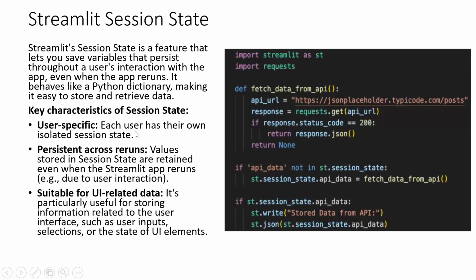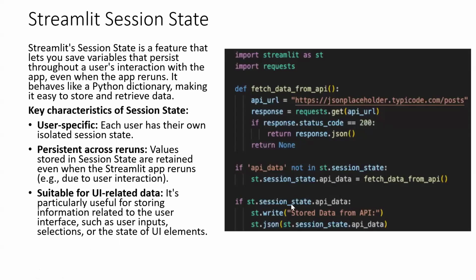Key characteristics: first of all, it is user specific. Whatever data is specific to a user, or to a particular session of the user, we usually store in the session state. Second, it is persistent across reruns: values stored in the session state are retained even when the Streamlit application reruns. And the third is that it is suitable for UI-related data. It's particularly useful for storing information related to the user interface, such as user inputs, selections, or the state of a UI element. I hope that makes things clear.